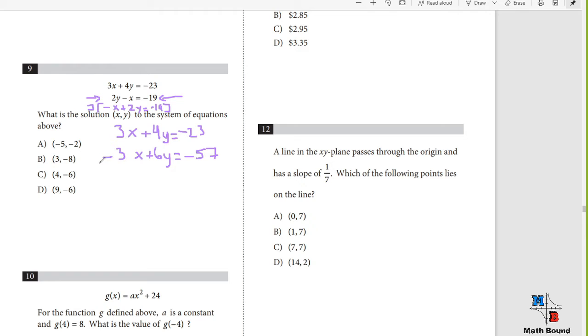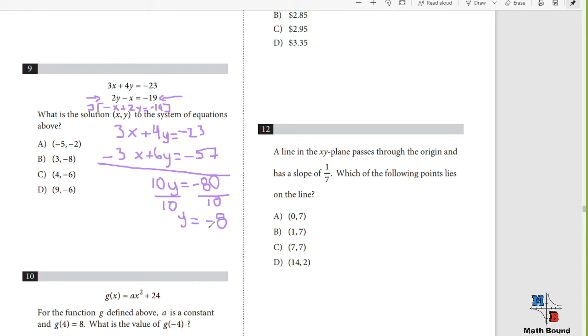Now, when I combine these two equations, the x's are going to go away. So we got rid of one variable, and we're going to end up with an equation that has one variable. Negative 57 plus this negative 23 gives you negative 80. Therefore, by dividing both sides by 10, you end up with y is equal to negative 8.